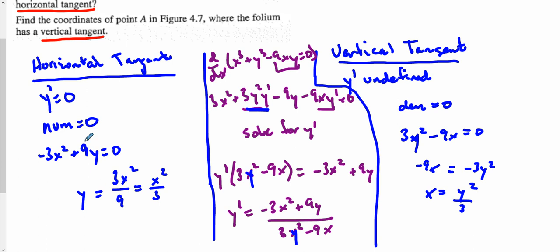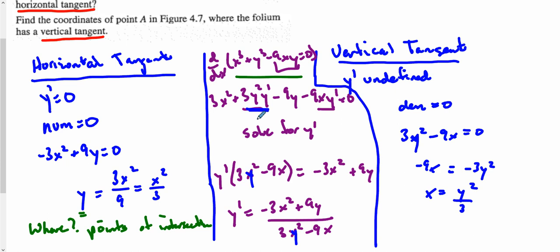Now, the question is, we have to figure out where these horizontal tangents are. So we're looking for where. When we have a where question, that means we're looking for points, points of intersection. Basically, we're going to take this equation that we have for our horizontal tangents and figure out where the points of intersection are, where they have common points with this curve.